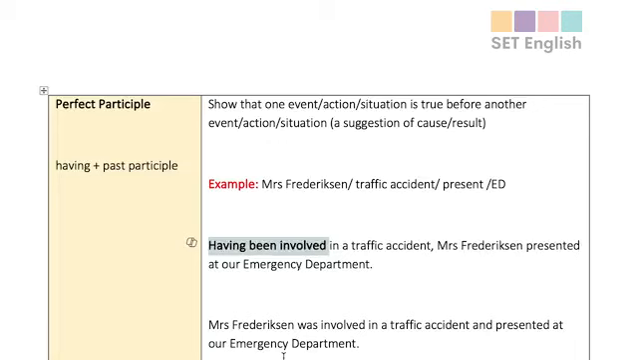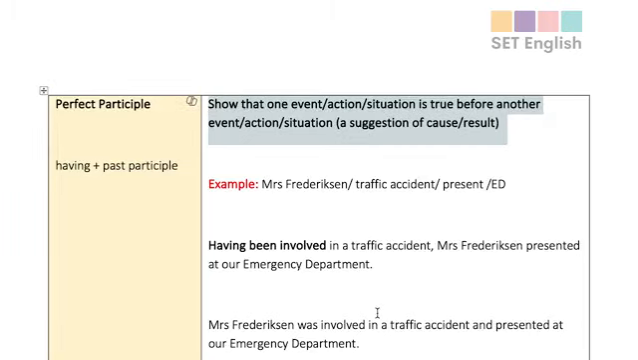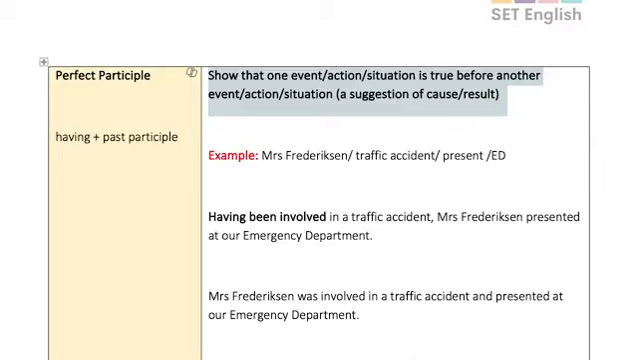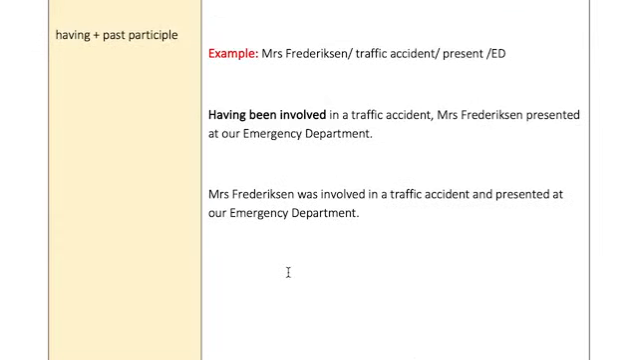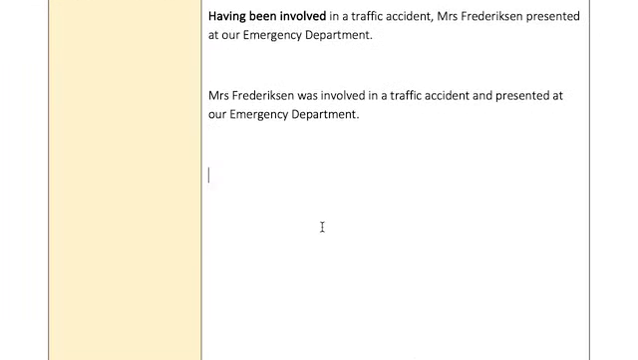So that is our participle clause, but it could be having broken his hand, Mr. Smith underwent surgery. Having experienced vomiting, Mr. Smith required attention from a gastroenterologist. So it's about showing that one event happens before another. Now, I think that this is useful for OET writing, more useful than the present participle.